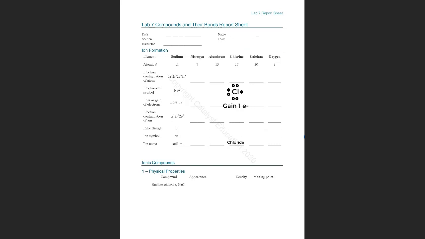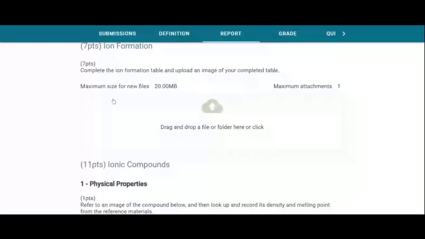Going back then to the main report, I'm going to go ahead and share my screen again with that. After you've completed that ion chart and you've saved it into some sort of a file, you can either draw it and scan it, or you can copy and paste that image, or make an electronic document, however you want to do it, but you'll have to upload the file here by clicking or dragging and dropping.